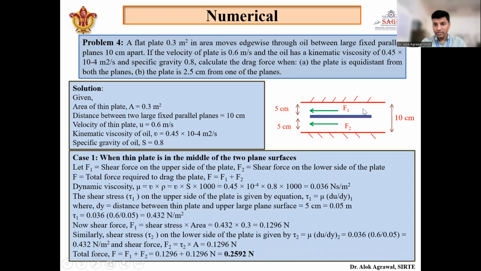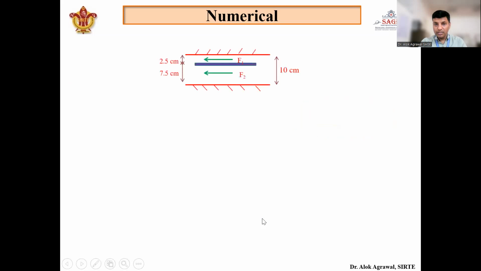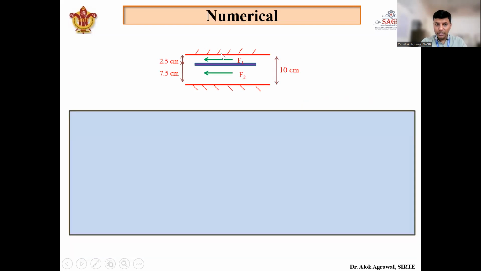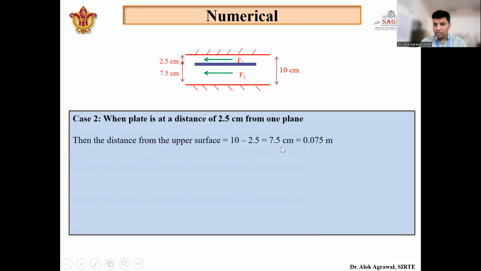तो this is case one when the plate is at the middle. अब हम देखेंगे कि भैया ये प्लेट अगर पोजीशन अपनी चेंज करती है तो whether the force will remain same or it will change. Let us see. Second case is when the plate is at a distance 2.5 centimeter from one parallel plane. So we have taken 2.5 centimeter distance from the upper parallel plane. Okay. ये प्लेट अब ऊपर वाले प्लेन से 2.5 सेंटीमीटर हो जाएगी और नीचे वाले प्लेन से 7.5 सेंटीमीटर हो जाएगी, because the distance between the two plates is fixed, that is 10 centimeter. Okay. So it is 7.5 centimeter, that is 0.075 meter.